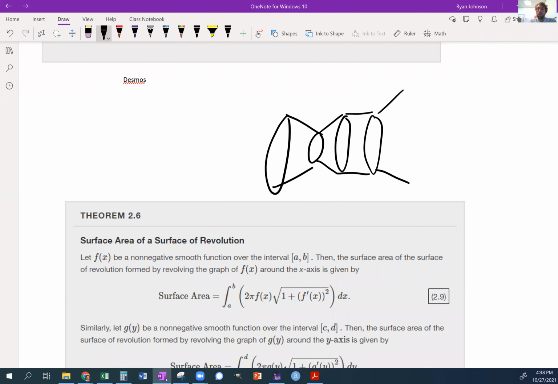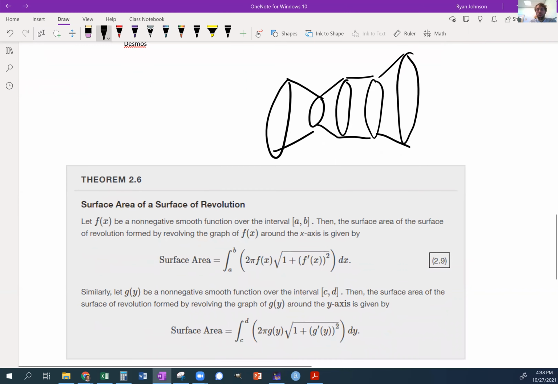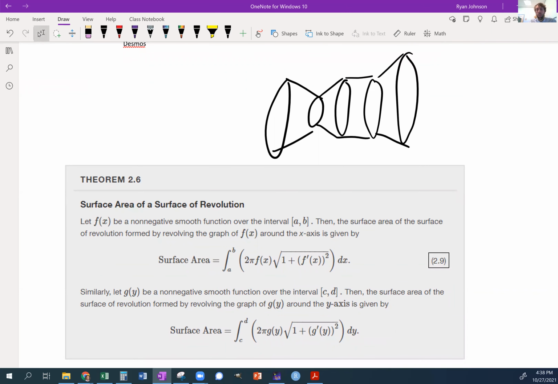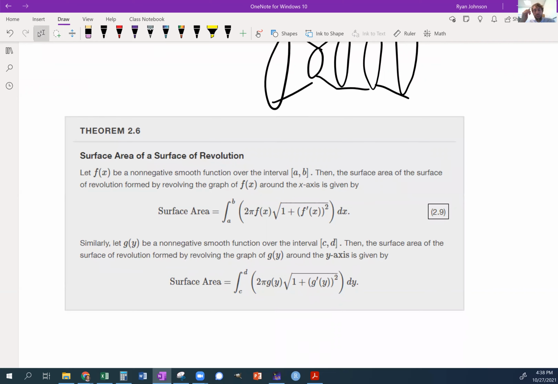then adding up all those different funnel shapes will give us this integral. So the surface area would be 2 pi f of x times the square root of 1 plus f prime of x squared. Or if we're doing it around the y-axis, it'll be with y's instead of x's.